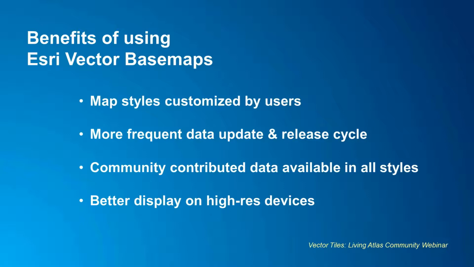We're including the community contributed data in all the styles. So as I showed before, the community data goes into our vector basemaps, into that single tile set, and then it gets exposed through the styles, whether that's topo, street, canvas. It's all from that same data source. And also for vector basemaps, it's a better display on high-res devices.